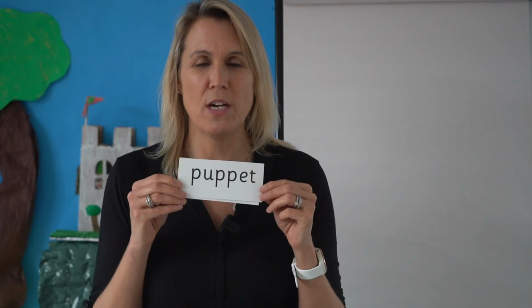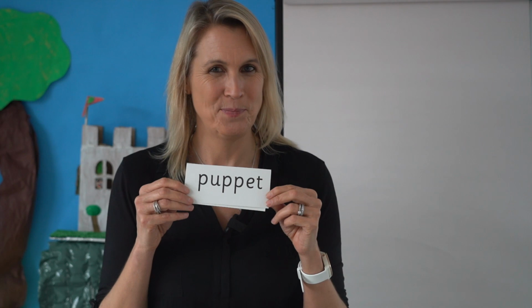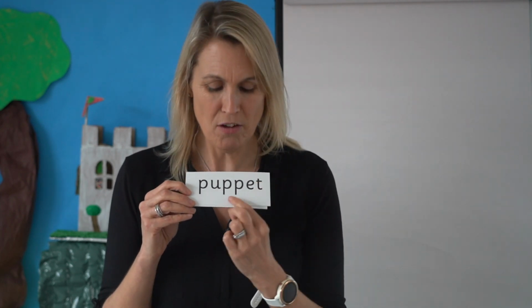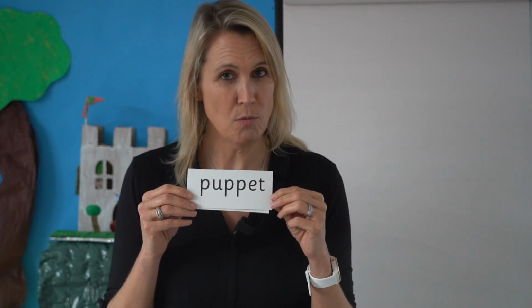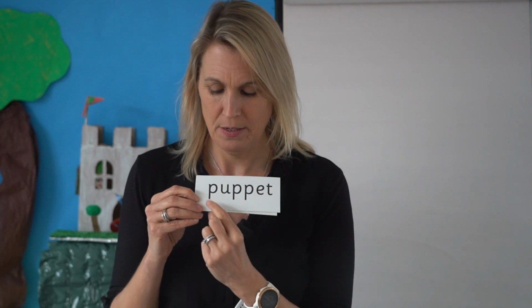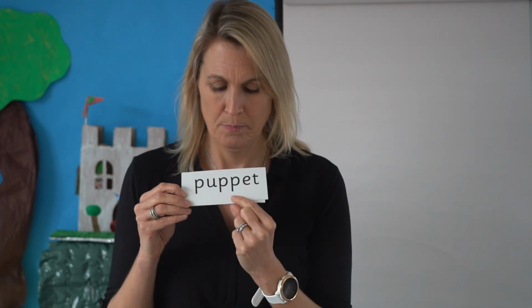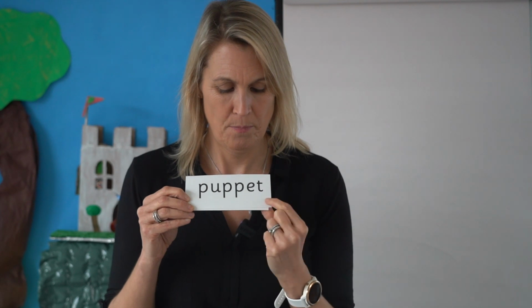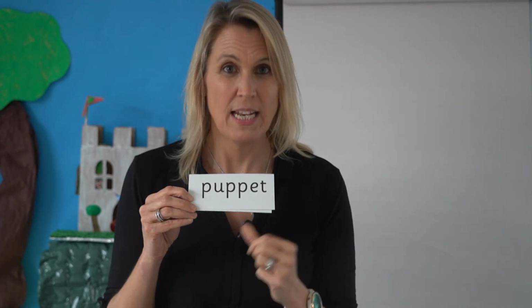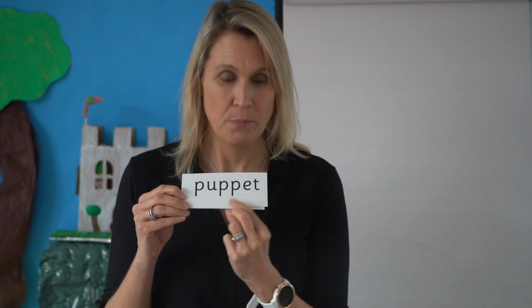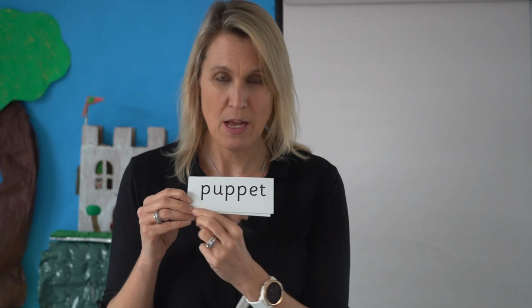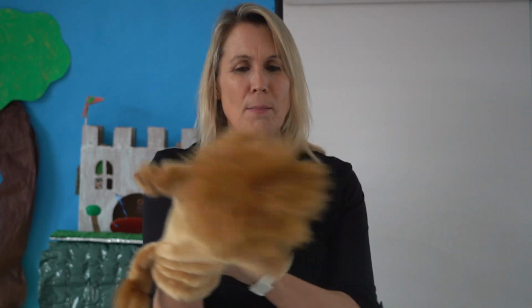Okay, next word. Can you spot the digraph? Yes, the digraph is pp. Read each sound, then blend. It's another longer word, so let's chunk it up. Let's read it together. P, u, p, pup, et, puppet. I love to use my puppet to tell a story.